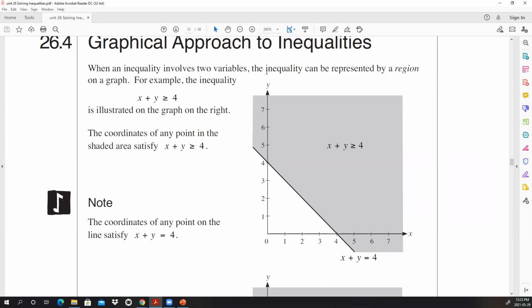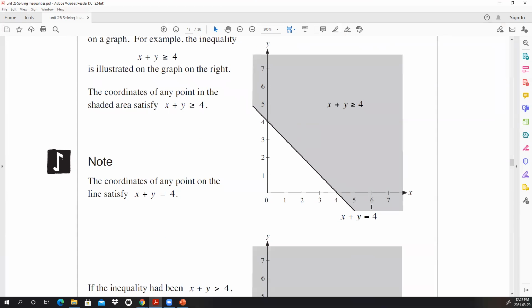When an inequality involves two variables, the inequality can be represented by a region on a graph. For example, the inequality x plus y greater than 4 is like this. So it's everything over that satisfies this region. So this is the shaded region.